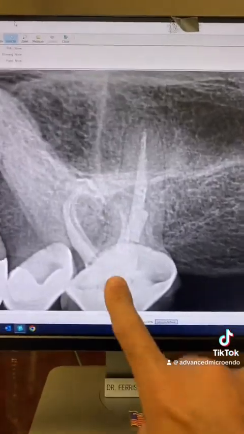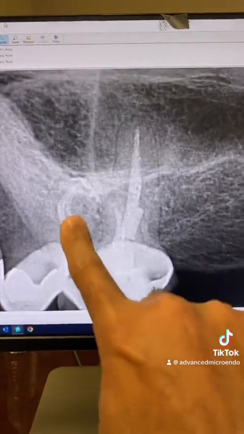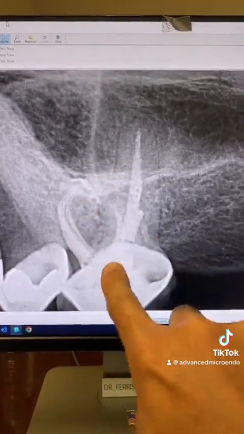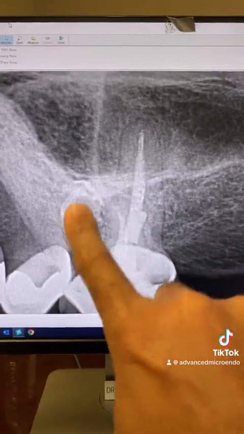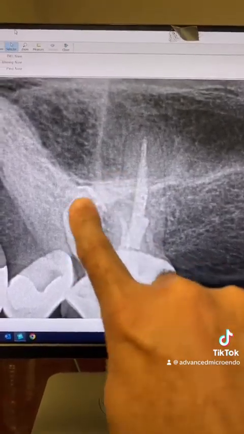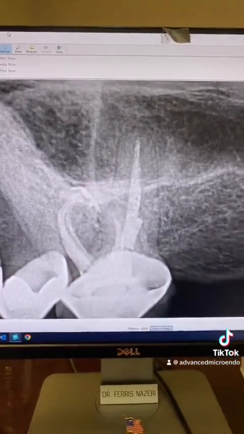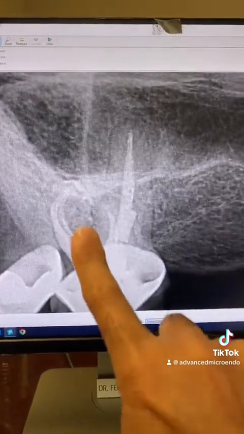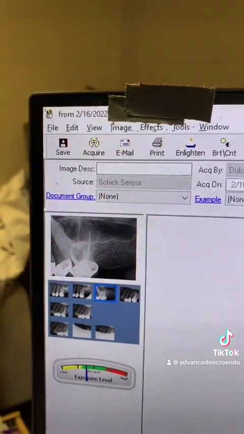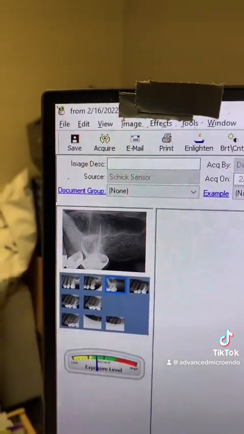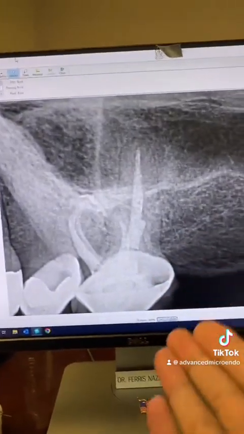This is another angulation, and I want you to appreciate the curvature of these canals as well. You can see the curvature, almost 90-degree curvature of these canals. You're not careful, you're gonna break files. And here's the date, as you can see, 14 months ago. And as I said, I did this in one appointment.